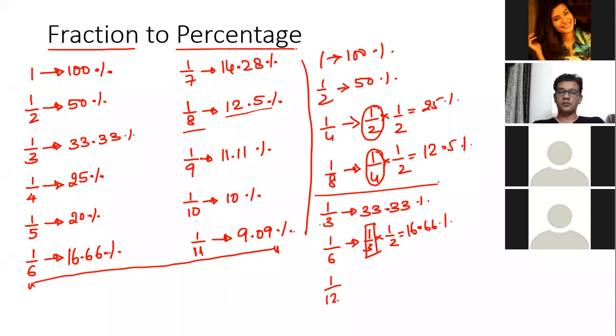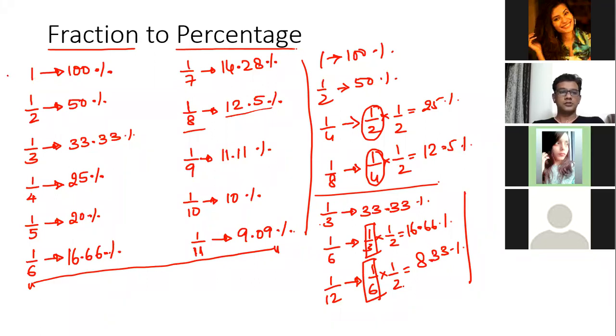So in fact, I can also generate 1 by 12. What is 1 by 12? Half of 1 by 6. So what is half of 16.66? 8.33. So this is how I'll remember these values: 1 by 6, 1 by 3, 1 by 6, 1 by 7. Okay. Excuse me, sir.